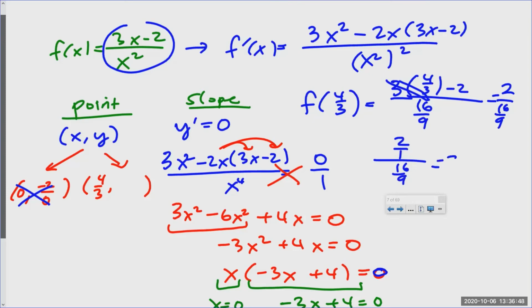Dividing fractions, easy as pie. Flip the second and multiply. And so what I get is 18 over 16. Did you guys get the same? Divide by 2, I'll get 9/8. So that's my answer. Right here, I'm going to put in 9/8. Okay, and that is my answer. If I go to this point, 4/3, 9/8, then what I'll find is the slope at that point is a horizontal tangent line. Okay? Is everybody good so far?